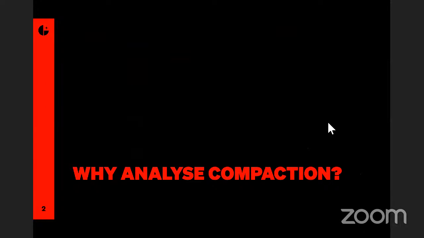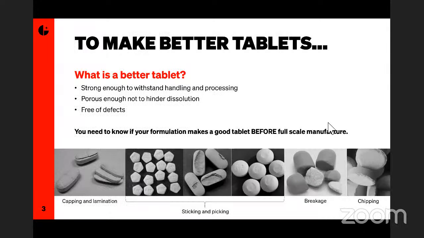So first of all, why do we want to analyze compaction? All of us, we all want to make better tablets. And a good tablet is something that's strong enough to withstand handling and processing. So something that's not going to cause low hardness problems or any kinds of breakage or chipping, friability problems. But we also want our tablets to be porous. They need to be porous enough so that they're not hindering dissolution. We need dissolution to happen within a reasonable time frame. But something that's very porous will not be very strong, and vice versa. So there's always a trade-off happening there to try and make the best tablet.